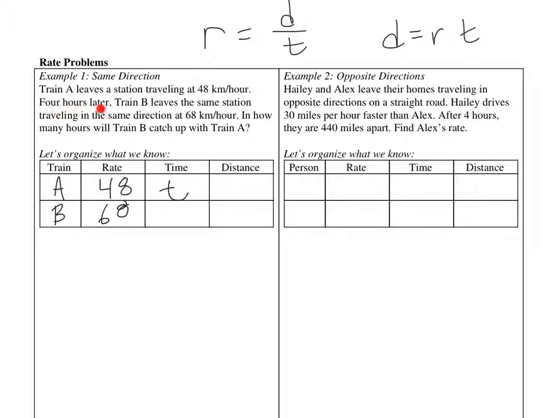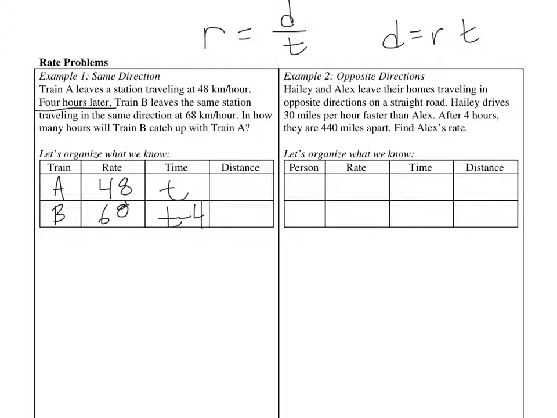But I know that 4 hours later, train B leaves the same station in the same direction at 68 kilometers per hour. So I can let this be t as well. But the key thing is 4 hours later train B leaves. So that means this train A has been traveling more than train B. Train B has traveled 4 hours less. If it leaves 4 hours later, it means it's had 4 less hours to travel. So this is going to be t minus 4.